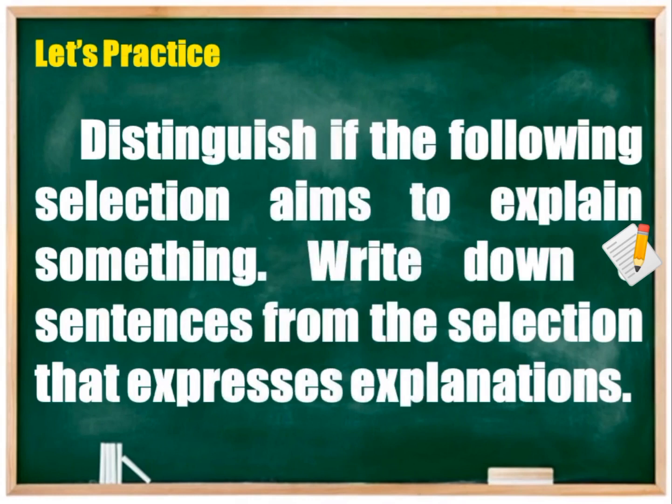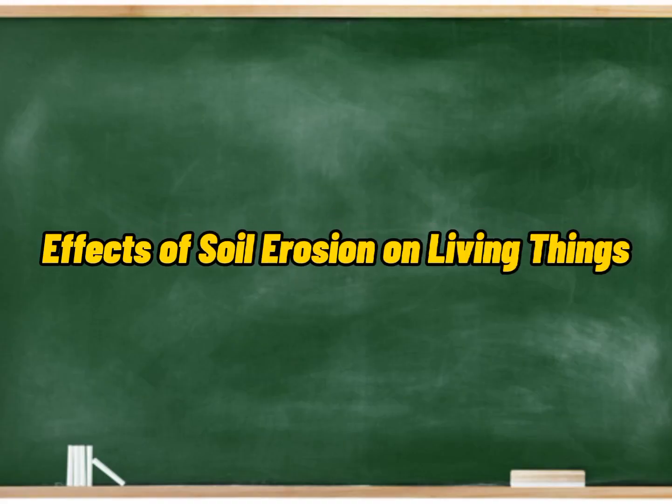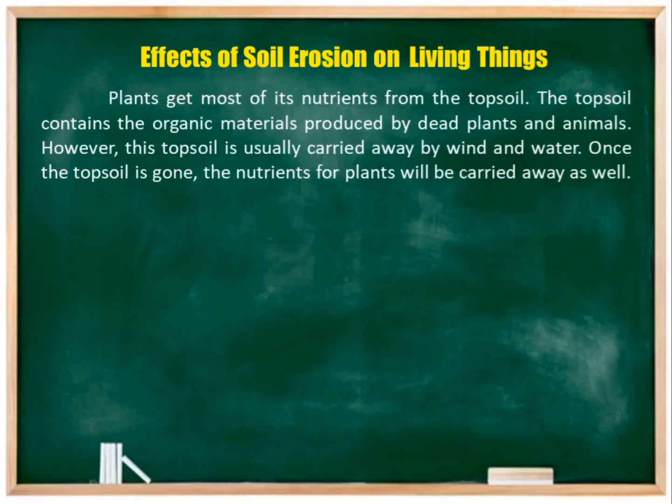So kids, let's try this. Distinguish if the following selection aims to explain something. Write down sentences from the selection that expresses an explanation. Effects of soil erosion on living things. Plants get most of its nutrients from the topsoil. The topsoil contains the organic materials produced by dead plants and animals.